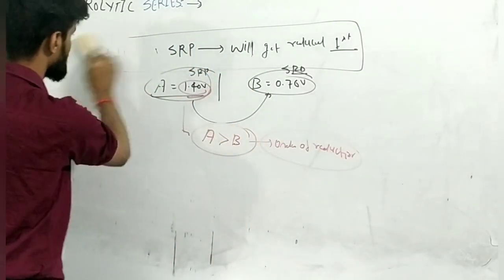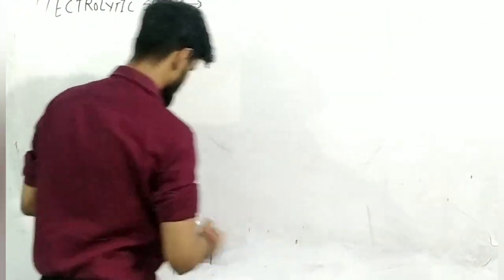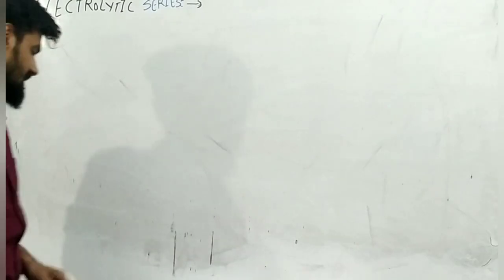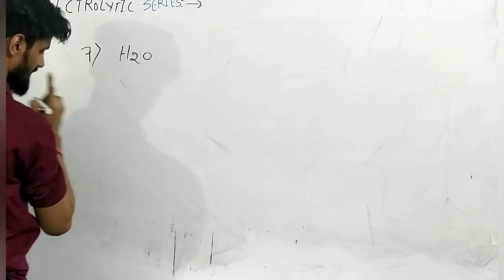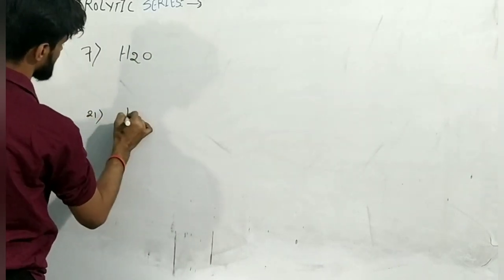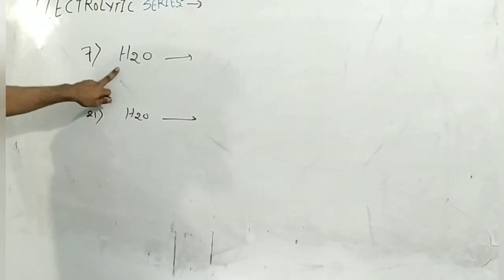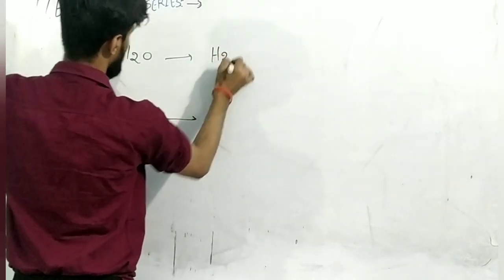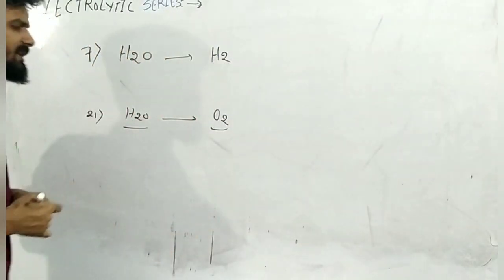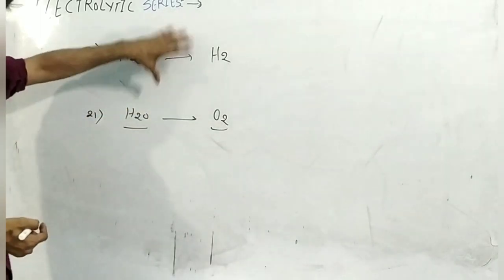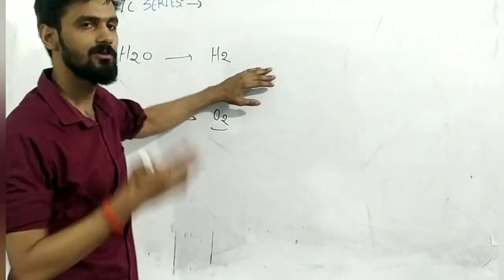And my dear student, if you see in the electrochemical series, I have written H2O, water, at number 7, and another water at number 21. Why have I written it this way? If water is at 7, it will be getting reduced, and if water is at 21, it is getting oxidized. Just remember it this way only. You don't need to focus on extra things. If you understand this, then you have to practice 2 to 3 more questions, and after that you will be able to solve the question.